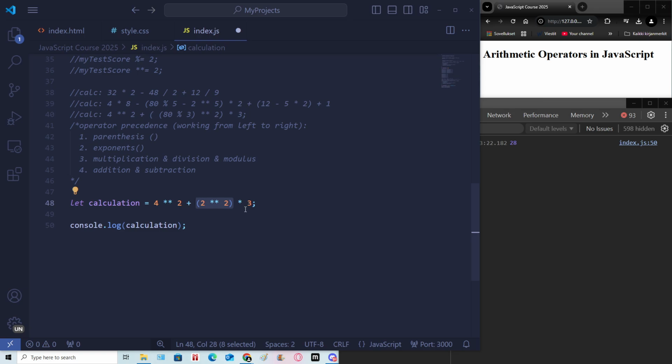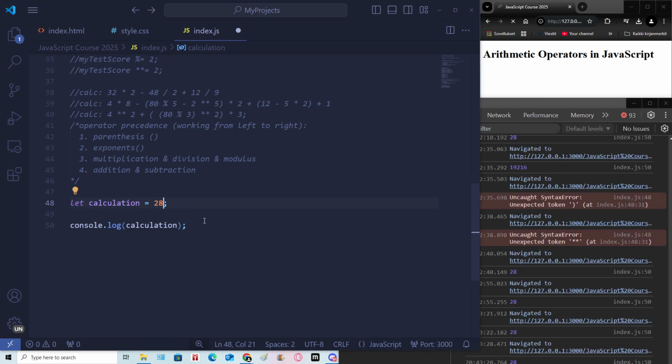Alright, anyways, let's continue. Yeah, 2 to the power of 2. So that's gonna be 4. Okay, then we have exponents. 4 to the power of 2. 4 times 4 is gonna be 16. Then we have multiplication. 4 times 3 is gonna be 12. Then we only have an addition anymore, and that's gonna be 28.